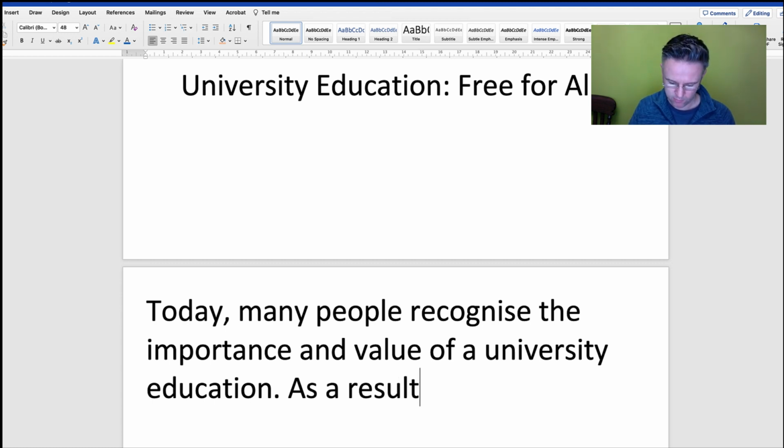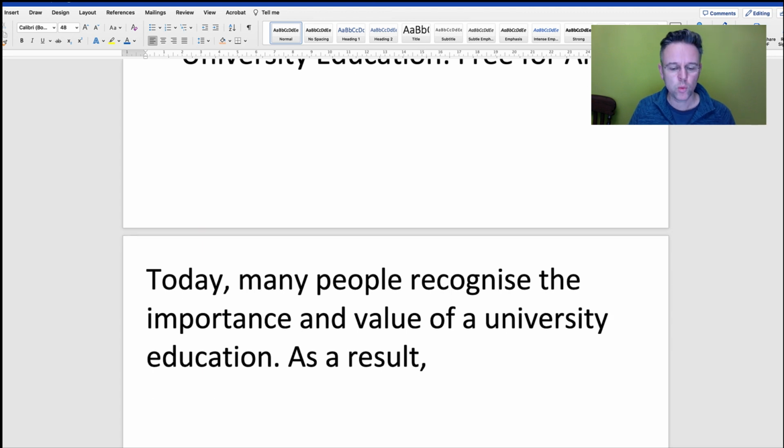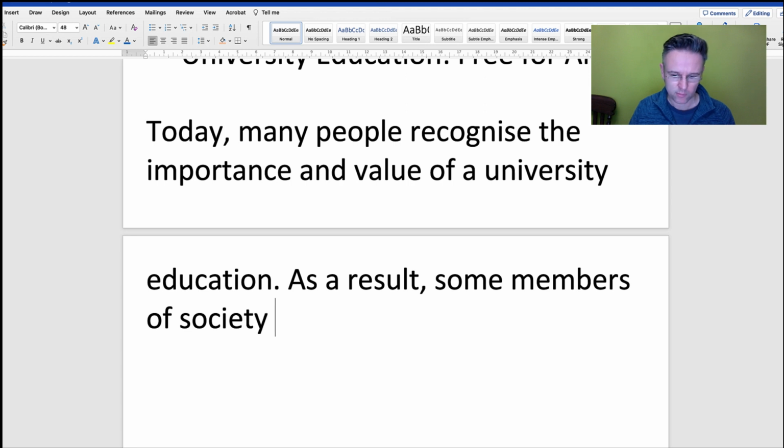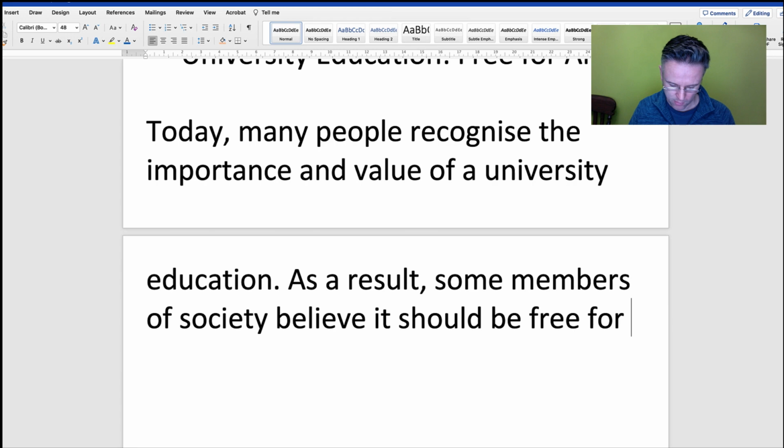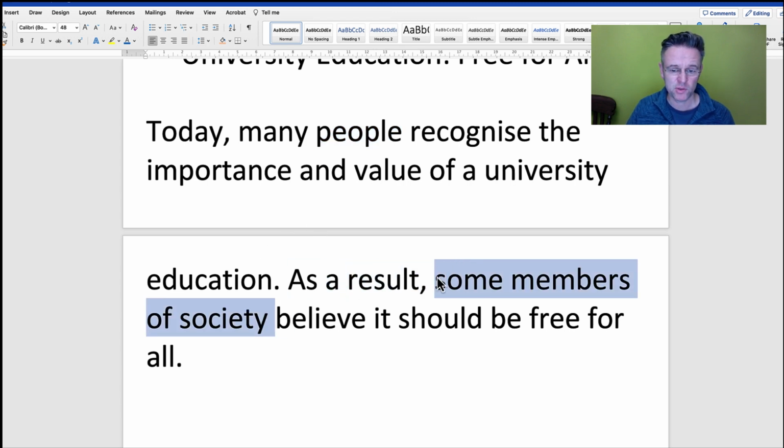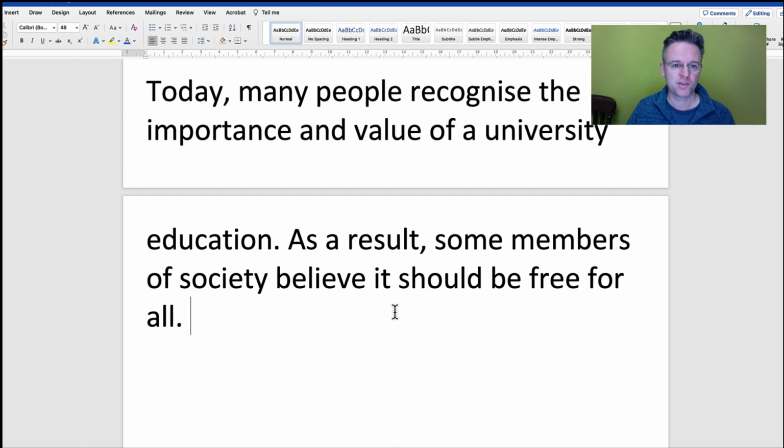As a result, now I don't want to repeat and say it's some people, so I'm going to say some members of society believe it should be free for all. So I've used people and I've used members, some members of society, as synonyms. This "it" here, this pronoun, is referring back to university education here, and I'm going to leave that now as my introduction.